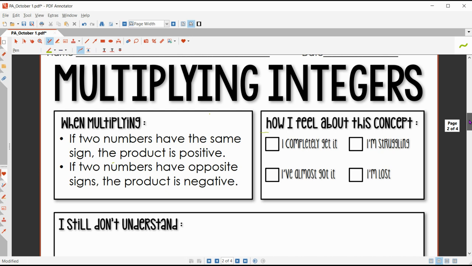So we have a couple of easy rules to remember. First of all, when multiplying integers, if two numbers have the same sign, then the product is positive. Product is the answer that we get when we multiply. If two numbers have opposite signs, then the product is negative. Let's see how that works.